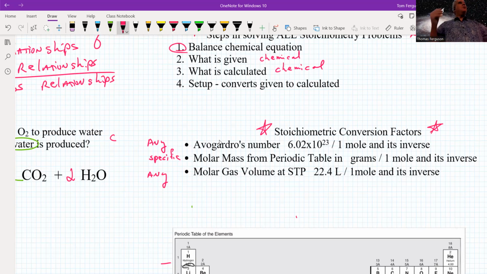All right, now you need to know these. I'm going to give you a periodic table, so obviously you don't have to memorize the periodic table, but you need to memorize Avogadro's number, 6.02 times 10 to the 23rd. And you also need to memorize the gas one, 22.4 liters per mole of any gas. Make sure you know those two.